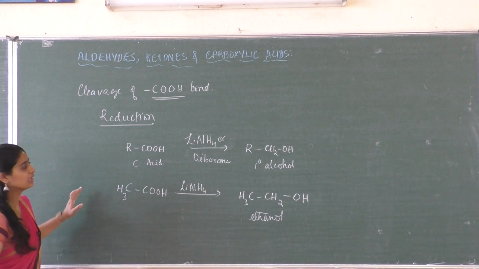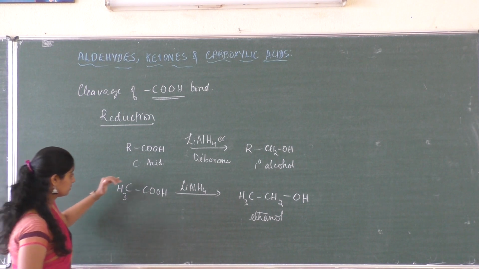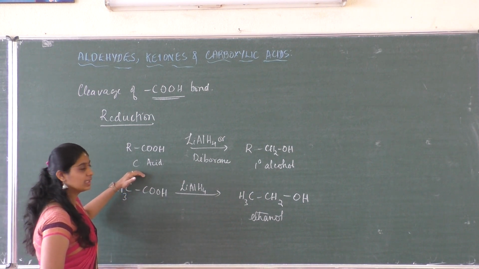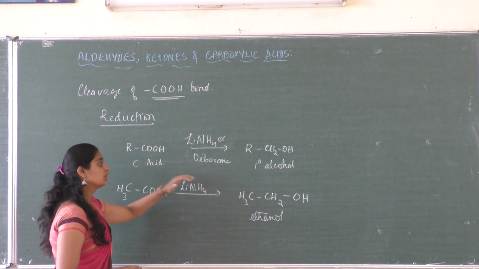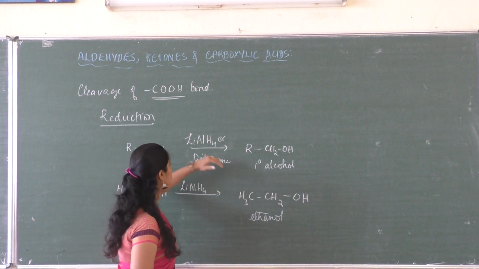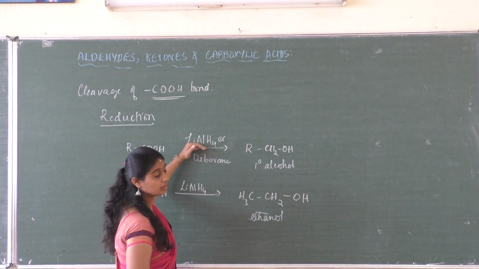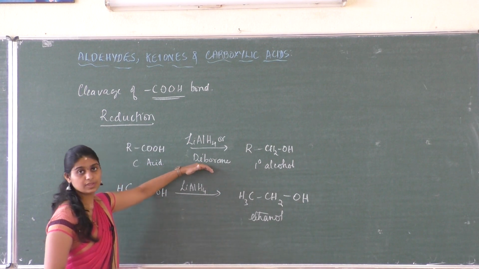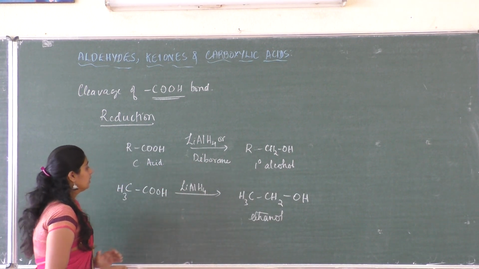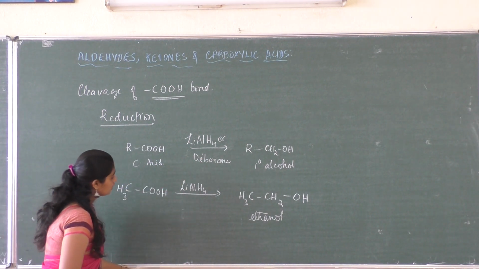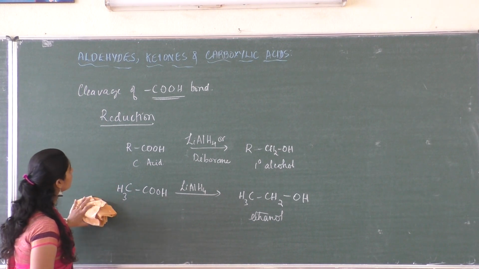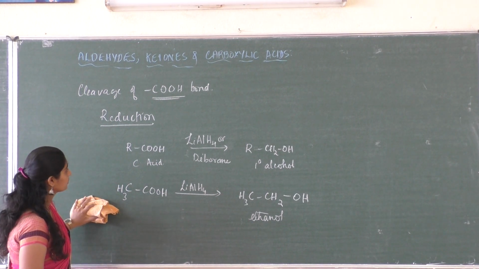So this is about the reduction reaction. A carboxylic acid can be reduced to a primary alcohol by using the reducing agent lithium aluminum hydride or else diborane for that purpose. So this is how the reaction goes.